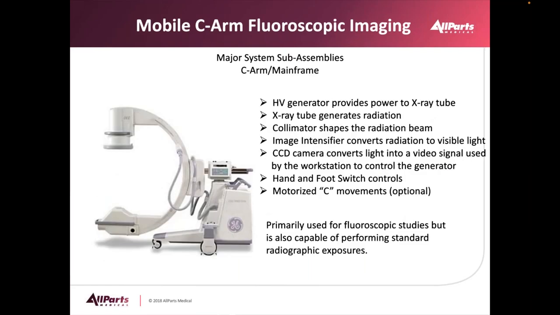In the C-arm, such as this OEC 9900, you have a generator, you have an x-ray tube, you have a collimator, you have an image intensifier, and you also have a CCD camera, all to create the image. A lot of these systems come with different size C-arms. Some of them are motorized, where the C-arm actually has several motors to do 3D work.